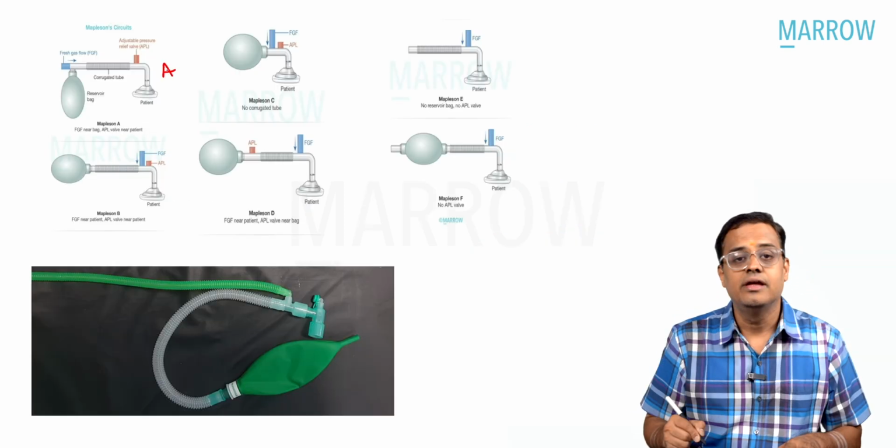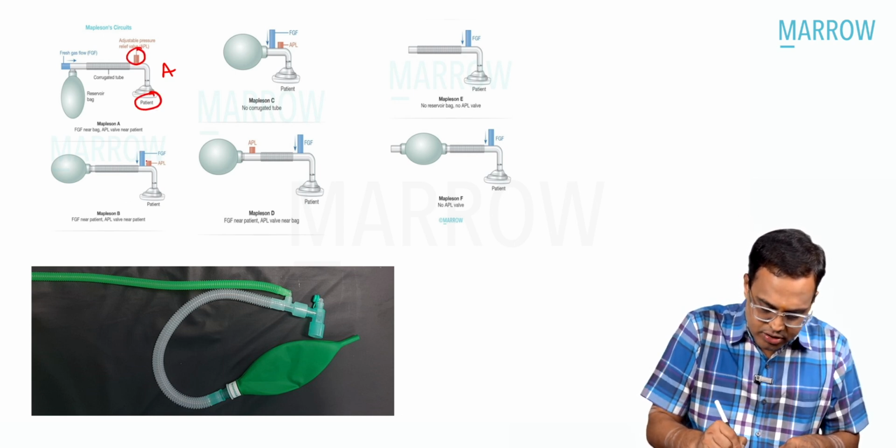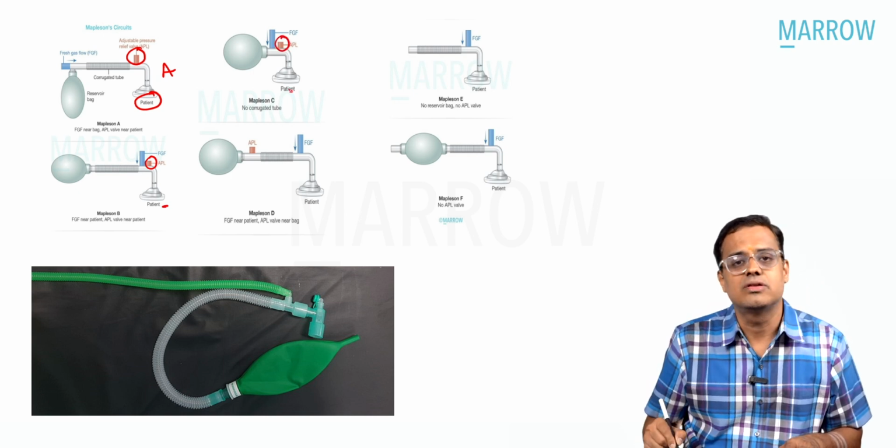This is the A circuit where the APL valve is close to the patient end. B circuit also, APL valve is close to the patient end. C circuit also, APL valve is close to the patient end.